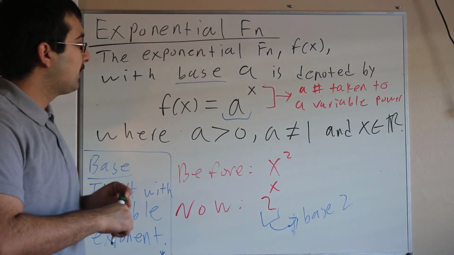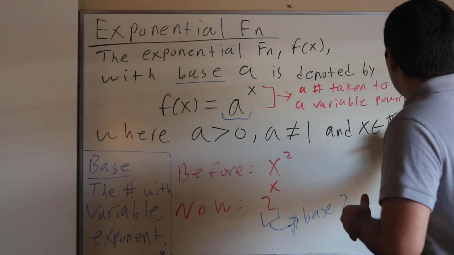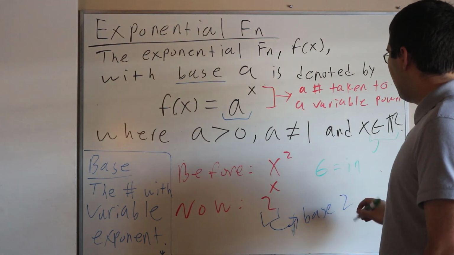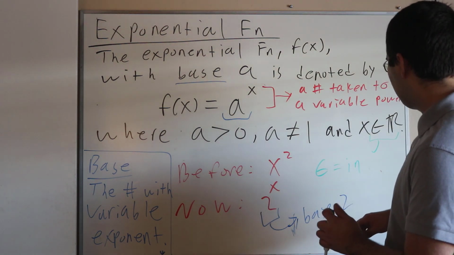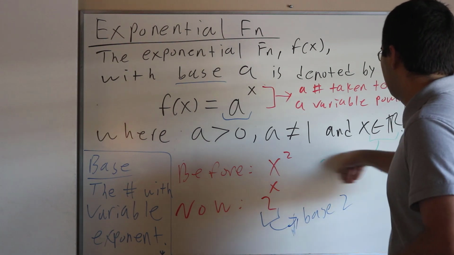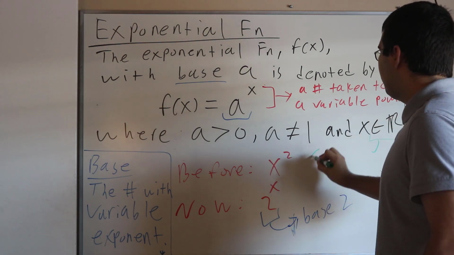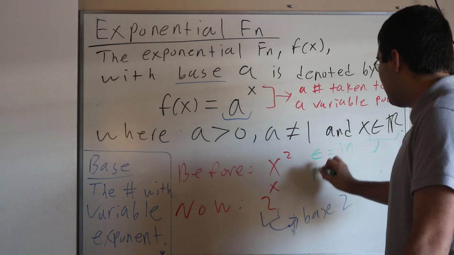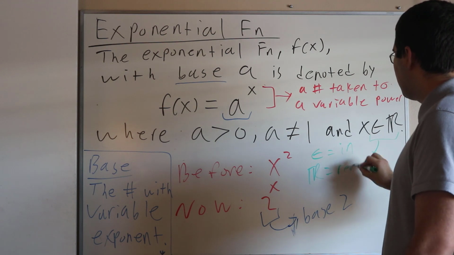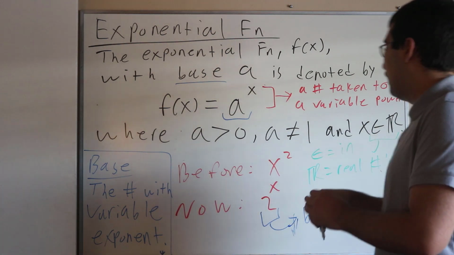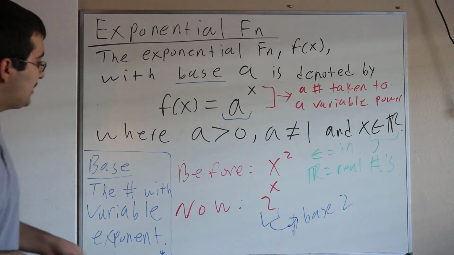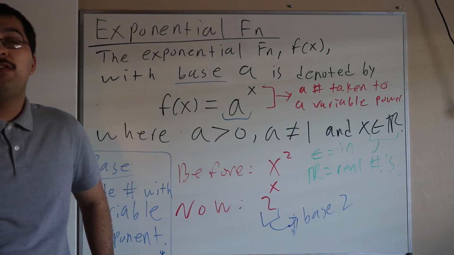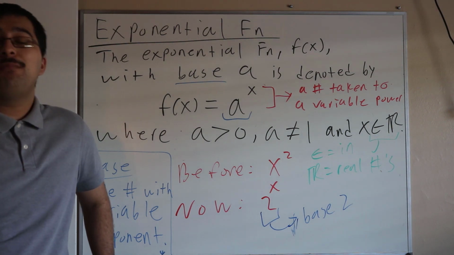Just a quick review. Remember, in case any of you forgot, this fancy e I wrote means n, and that fancy r I wrote means real numbers. Alright? So for exponential functions, it has to be the case that whatever your base is, your base has to be greater than 0, and your base additionally can't be 1.